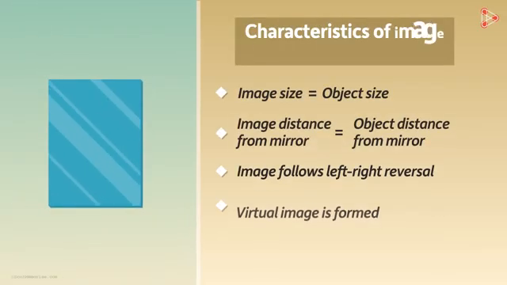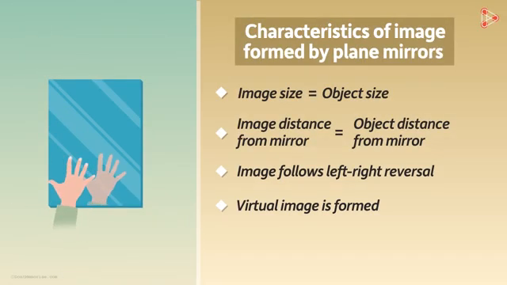We have already seen the characteristics of images formed by plane mirrors. The image is of the same size as the object, and it's also at the same distance away from the mirror as the object is. And the image follows left-right reversal. It means that the object's right is the image's left and vice versa. And lastly, the image formed by a plane mirror is a virtual image.